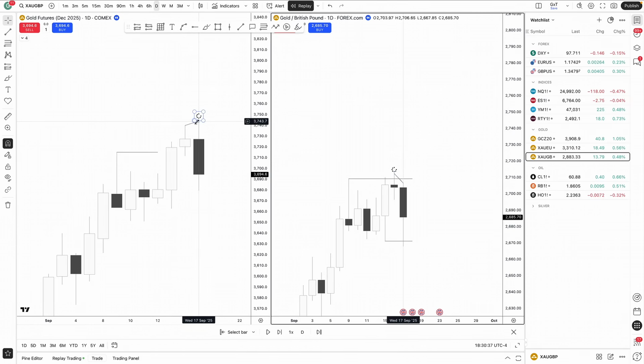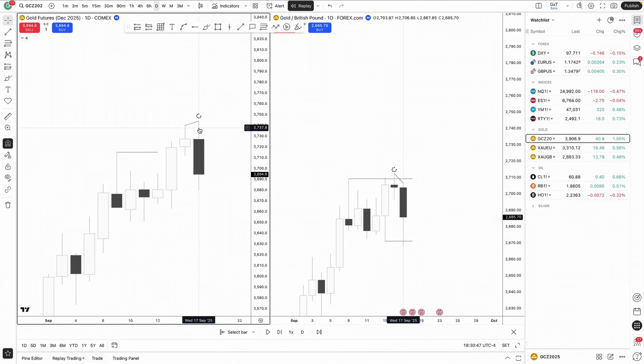As you see, confirming that PSP, creating the two-stage SMT. And as you see, GBP trades into the range low, while the stronger asset GC trades into this gap. So this can be viewed as external to internal.